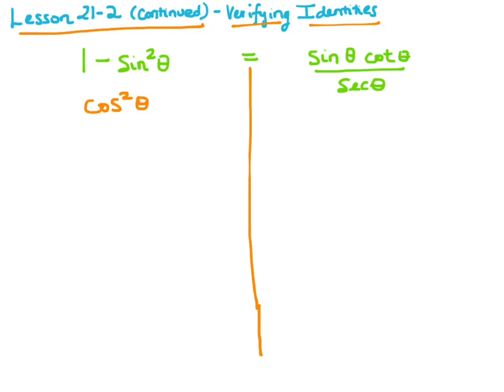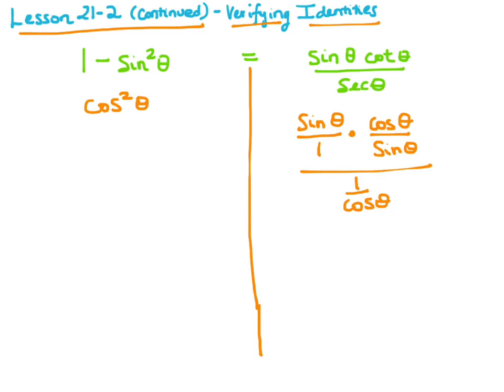Here I see sine theta times cotangent theta over secant theta. This looks really good for the strategy of changing everything to involve sine theta or cosine theta. I'm going to start here at sine theta, which is already in terms of sine theta, so we're going to keep that, except that I'm going to put it over 1 so that it looks like a fraction. Cotangent theta is equal to cosine theta over sine theta, and then secant theta is equal to 1 over cosine theta.